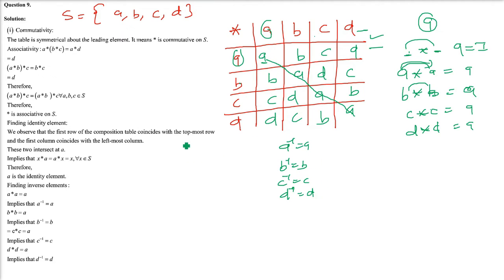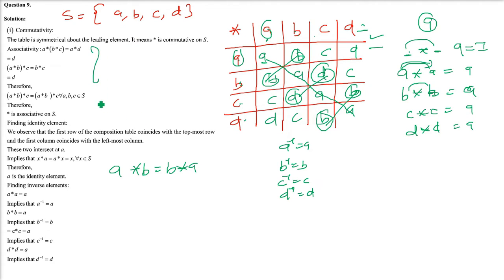Now coming to the associative and commutative. We'll start with the commutative. Now how is this commutative? Commutative is when you operate two values, A star B should be equal to B star A. So just see in the table if A star B is equal to B star A. A star B is B and B star A is also B. That is equal. C star B is D and B star C is also D. And D star C is B and C star D is also B. What do you get? This is commutative.